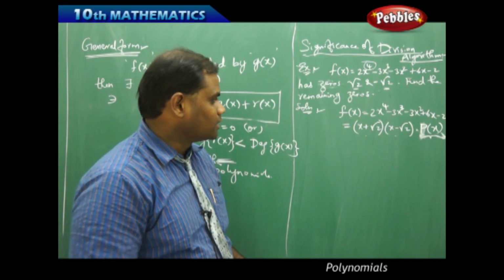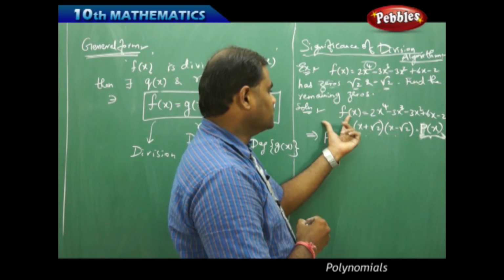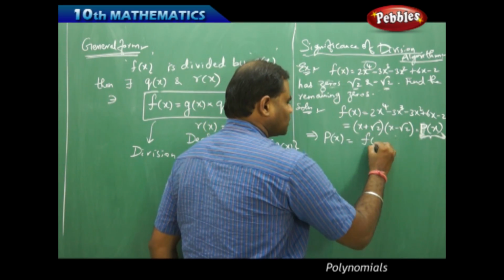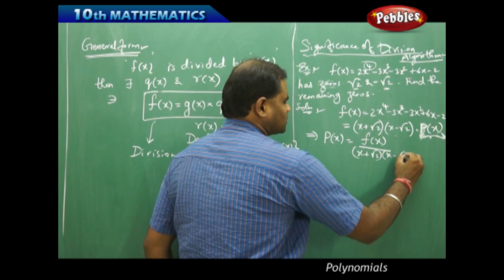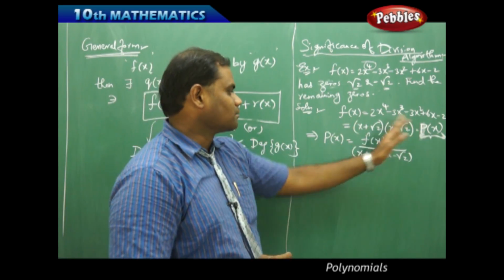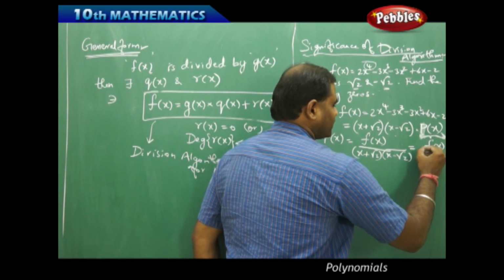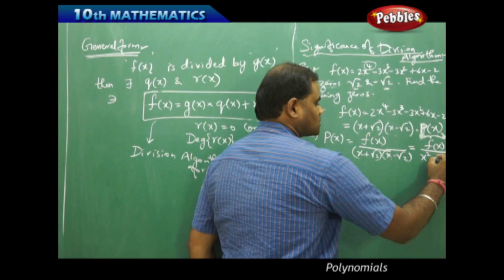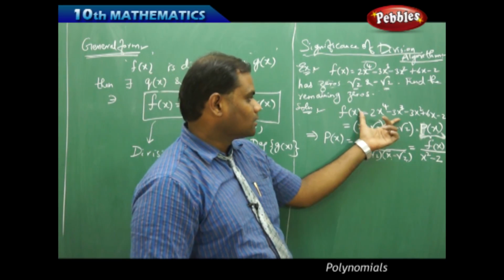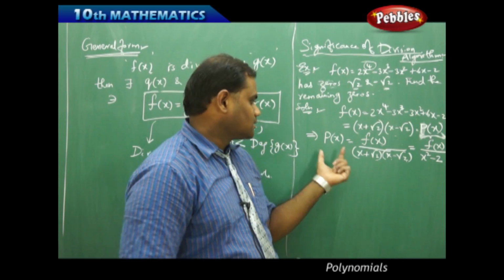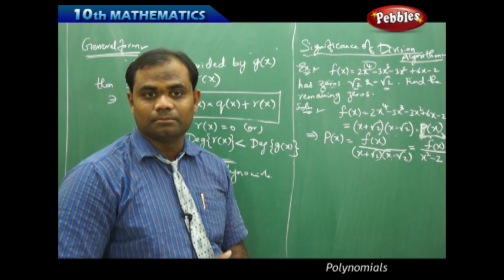And therefore, for this, my p(x), which I need to find, will be dividend by divisor. That is, the whole quartic polynomial f(x) taken in the numerator, divided by x plus root 2 times x minus root 2. Using a plus b into a minus b is a squared minus b squared, root 2 whole squared is 2. So when I divide the polynomial f(x) by x squared minus 2, I get p(x), which in turn gives me the zeros of the function, strictly done using the division algorithm.